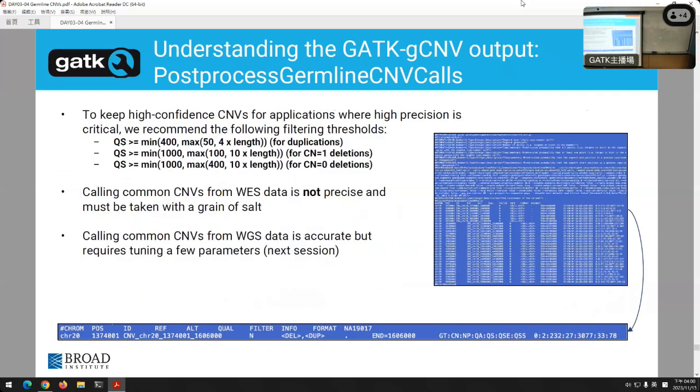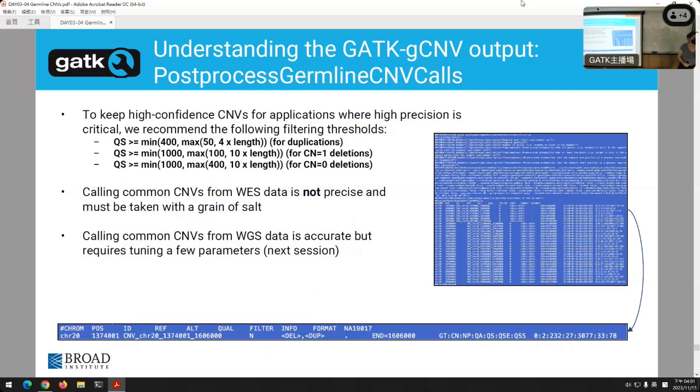Okay, so I mentioned if you require higher precision, we recommend filtering. We've added some of our recommended filtering thresholds here. I'm not going to go through them. I've also been referring to the counts of rare CNVs per exome. So why is that?